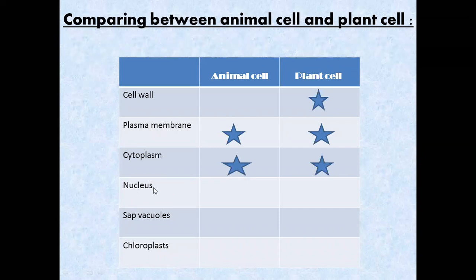The nucleus exists in both. We said that any cell must have the nucleus. Sap vacuoles, both. But in animal cell they are many and small, but in plant cell it's only one and large. The chloroplasts exist only in plant cell, to absorb the sunlight and help the plant to make its food. But animals and humans don't need chloroplasts because we don't absorb the sunlight and we don't make our food by ourselves.